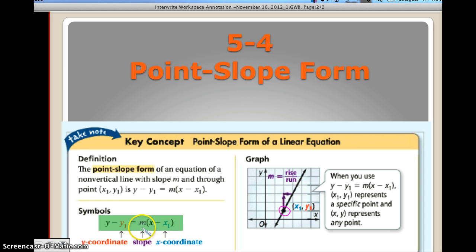The slope, which is your m again, is your rise over your run, and that's always found in this form right in front of the parentheses of your x minus x1. So before you pull out the slope and a point, x1, comma y1, make sure you have it in this order, which is called point slope form.